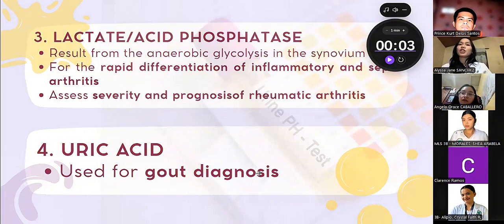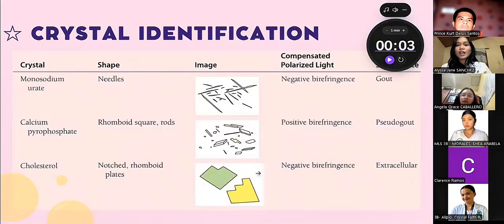Uric acid measures the amount of a waste product from purine breakdown. High levels, often in a 24-hour collection, may indicate a risk for uric acid kidney stones or gout, helping to determine if the body is overproducing or underexcreting uric acid. Next, please. So we have the crystal identification.